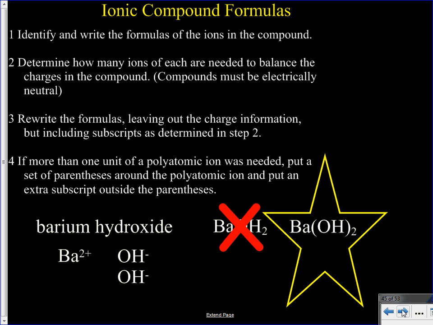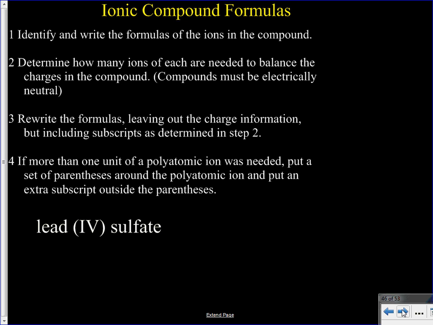And we'll go through one more example, because sometimes it gets a little confusing when you've got all these little subscripts and parentheses and extra subscripts. It looks a little funny, but I'm going to show you one that's perfectly correct, just so you get used to seeing them. That would be for lead 4 sulfate. We have the lead 4 ion. That Roman numeral 4 again tells us it's a +4 charge on our lead. The sulfate, we look up on the chart and see that it's SO4 with a 2- charge.